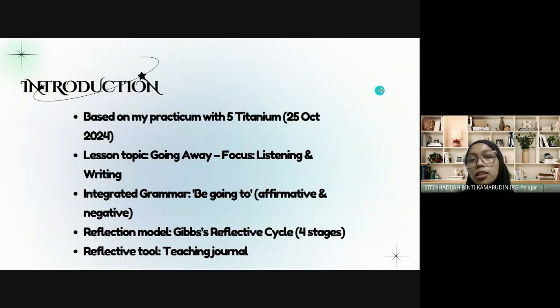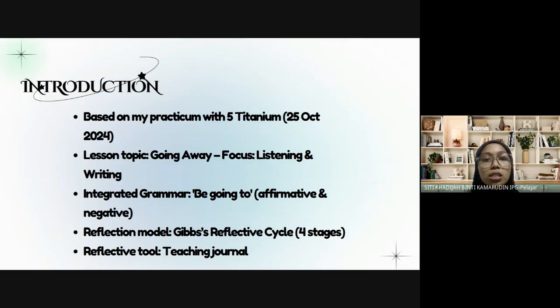The reflection today will be the sharing of a reflection from my practicum with class 5 Titanium on 25th of October in 2024, where I conducted a lesson on the topic of going away for year 5. The focus of the lesson plan was on listening, which is the main skill, and then writing skills as the complementary skills with the integration of grammar point, which is be going to in both affirmative and negative forms.